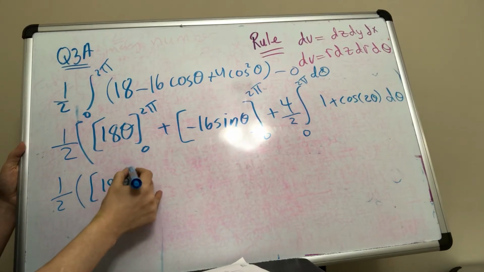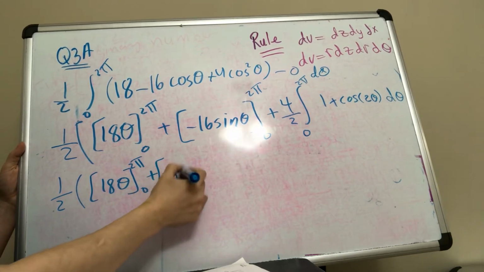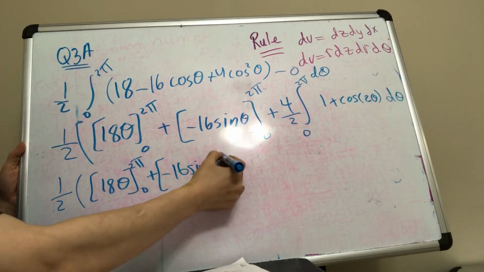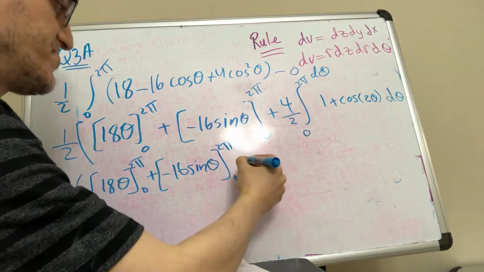So the first one is 18 theta, 0 to pi. This one is negative 16 sine theta, 0 to pi. This is 2.